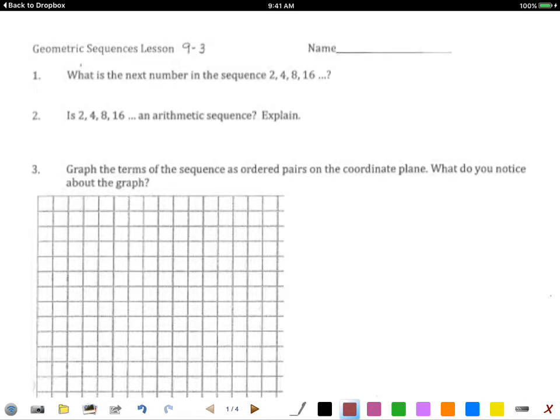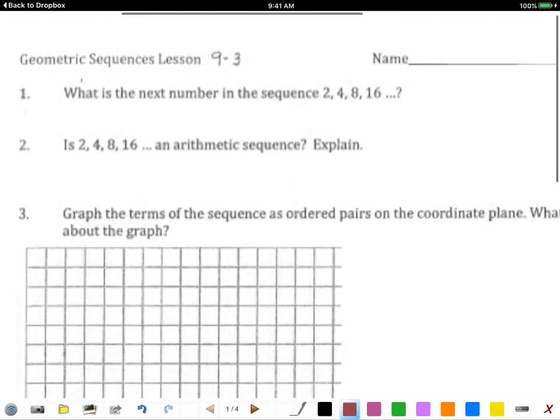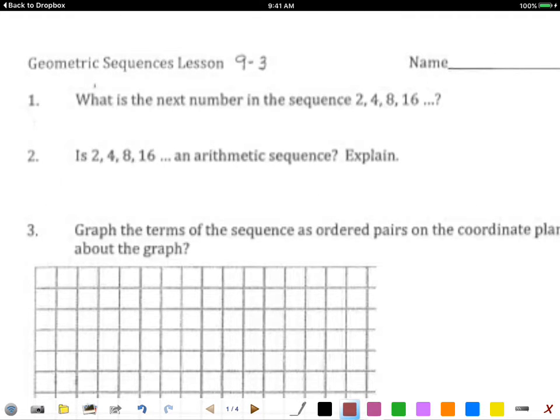But anyways, so today's lesson is on geometric sequences. And let's start out by looking at number 1 and seeing if we can figure out what the next term in the sequence would be. So 2, 4, 8, and 16. And the class that I'm currently recording with is going to be answering questions. So you may or may not be able to hear some things that they say. I will try to repeat.